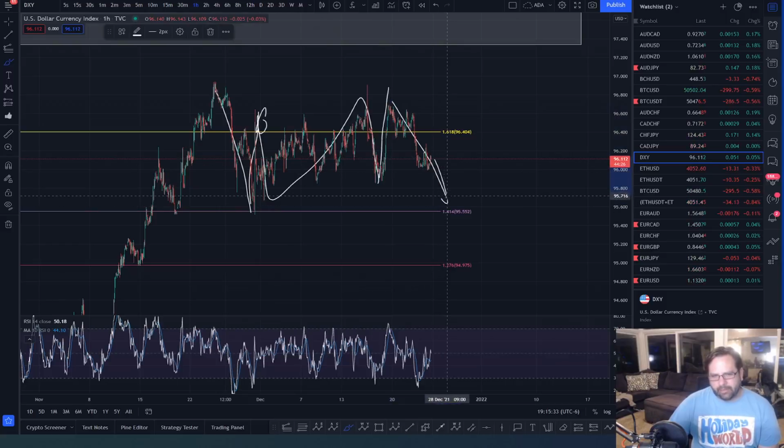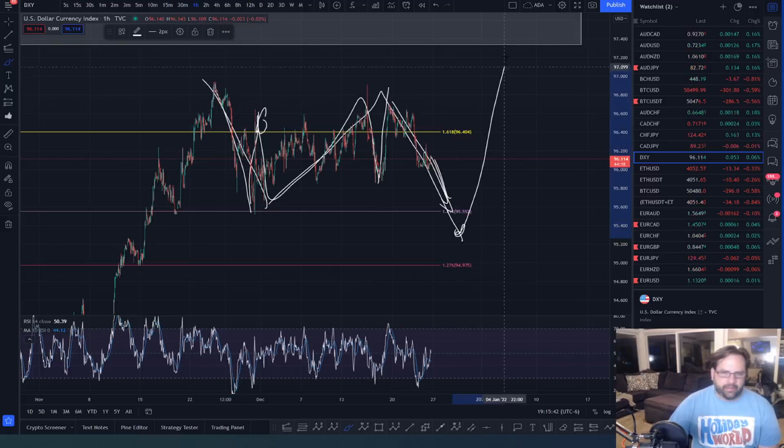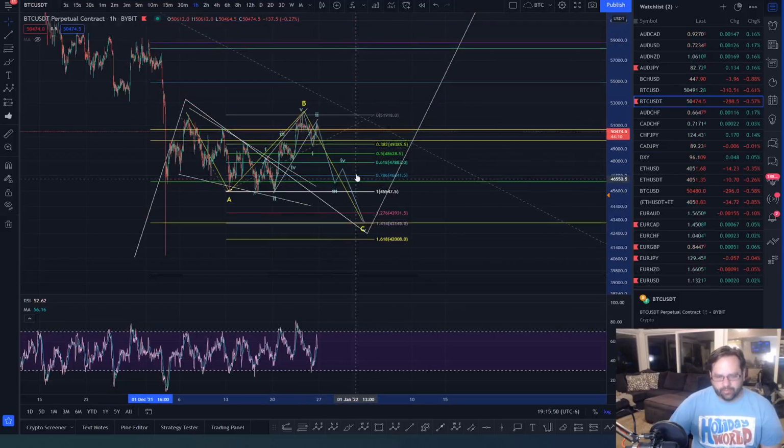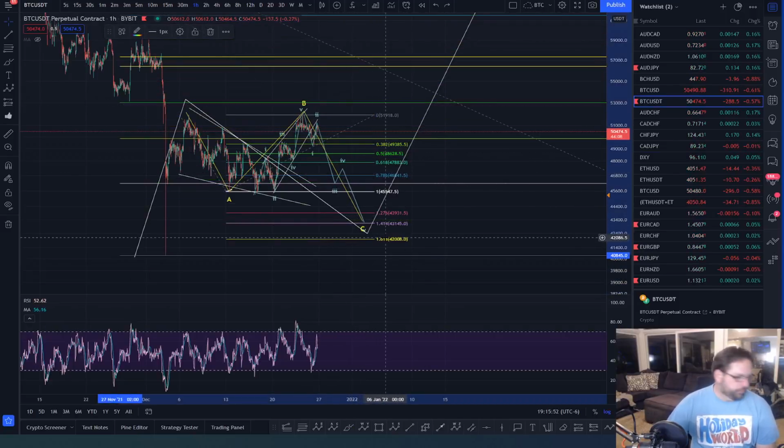I need DXY to come down one more hit to the low, most likely one more hit to the low, and this is going to be an overarching 3-wave move like this with continuation to the upside. When DXY does this move right here, that's when BTC is going to do this move, this move to the downside. So they're going to happen together.